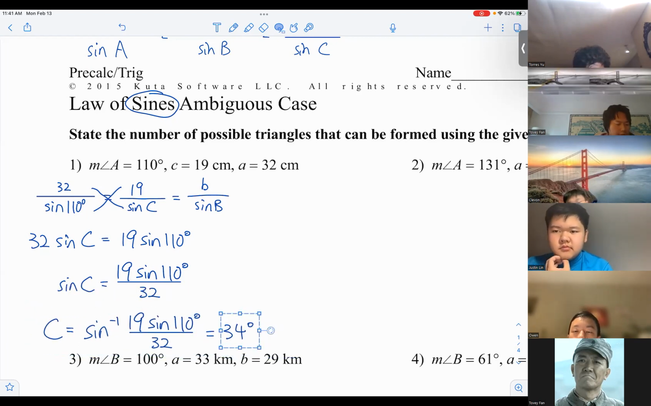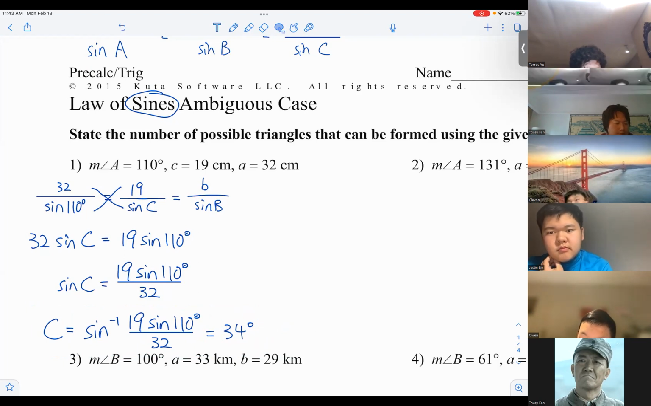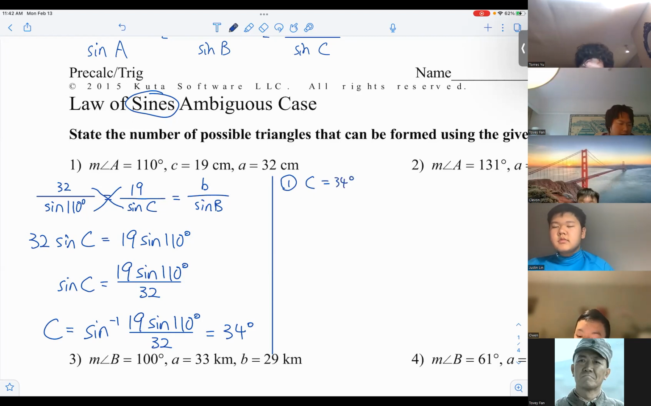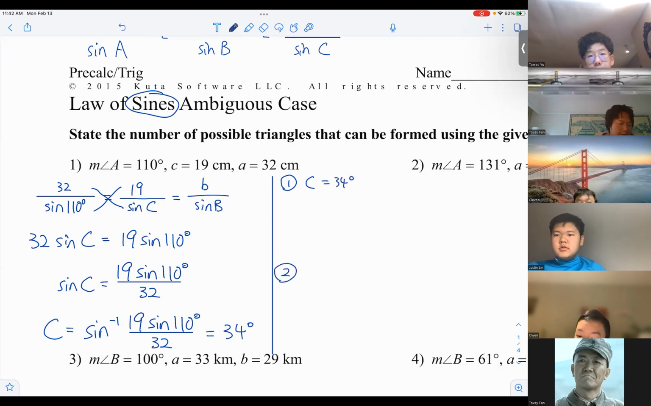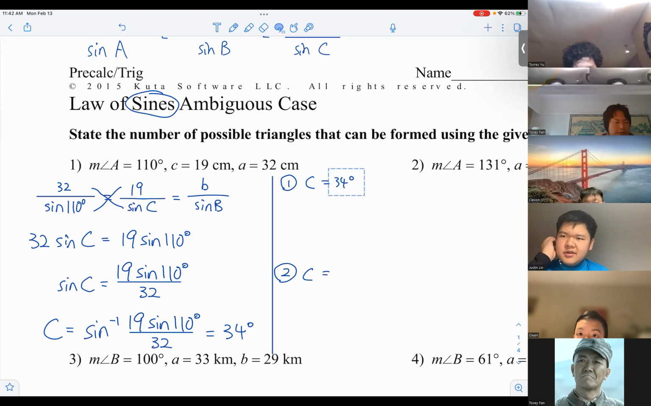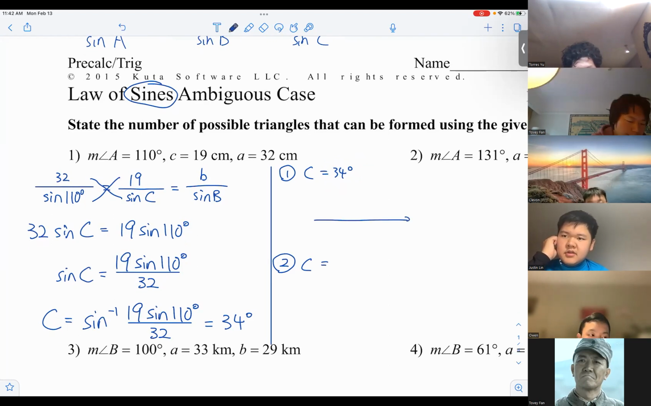So does 34 degrees work? We don't know. So now we have to do the ambiguous case, right? So a possible answer here is 34 degrees. And what is the other possible case? Use 180 minus 34. Make sure you understand why.